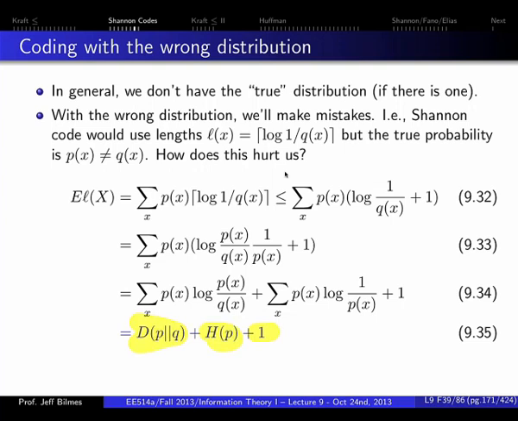This is a generalization of what we saw before, because when P is equal to Q, of course, this is equal to 0. So we get that the expected length is less than or equal to entropy plus 1, but now there's an additional suboptimality term, which is the Kullback-Leibler divergence between the true distribution and the estimated distribution Q. So again, Kullback-Leibler is kind of a fundamental concept. It's like the bit penalty in using the wrong distribution. And in this sense, it's exactly the bit penalty.